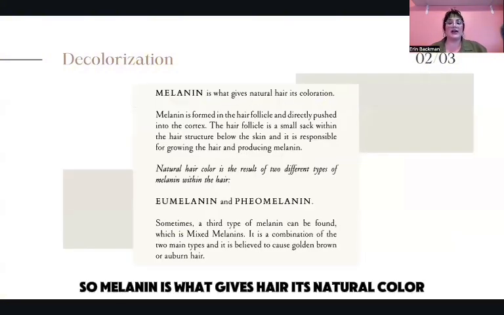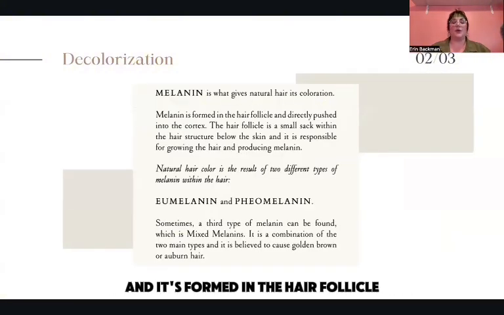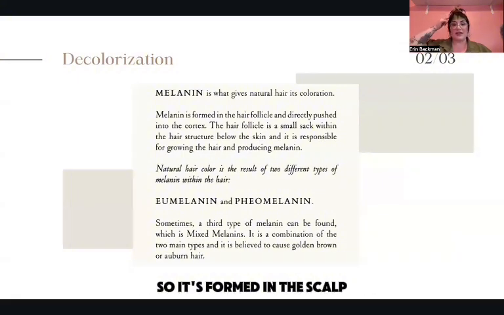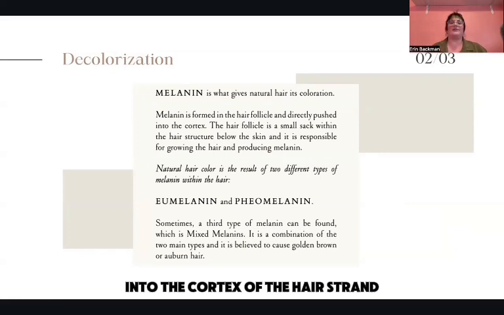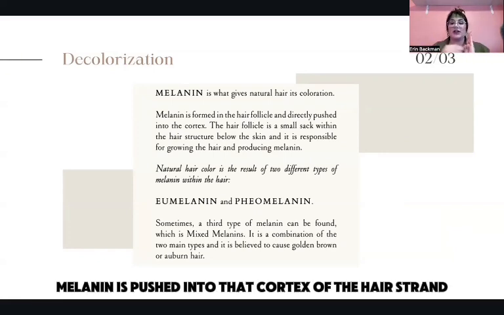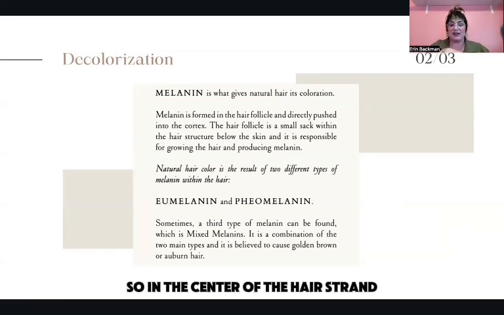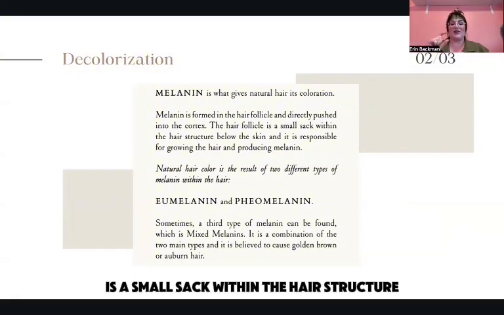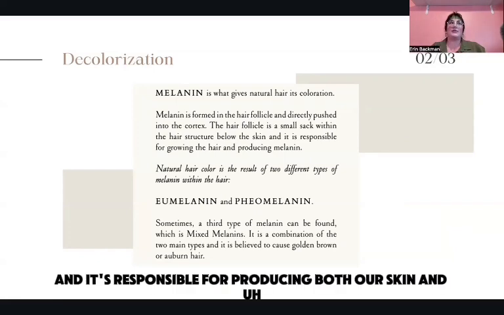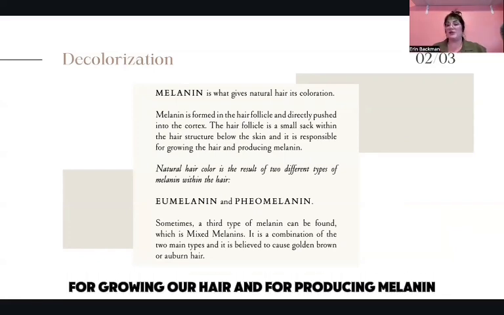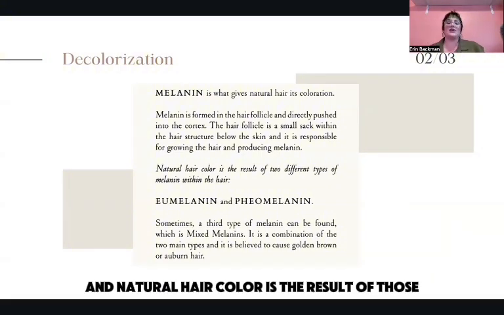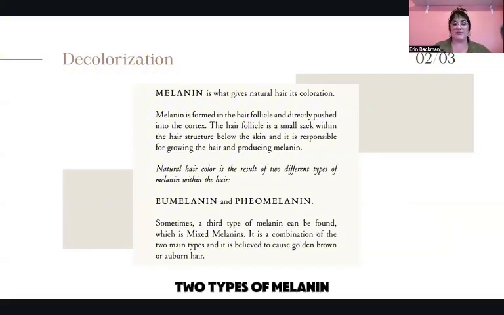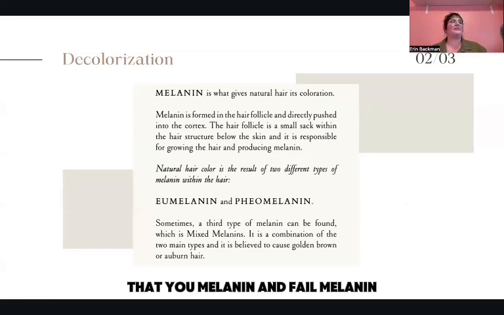So melanin is what gives hair its natural color, and it's formed in the hair follicle. So it's formed in the scalp, and it's directly pushed into the cortex of the hair strand, so in the center of the hair strand. And the hair follicle is a small sac within the hair structure that's below the skin, and it's responsible for producing our skin, for growing our hair, and for producing melanin. And natural hair color is the result of those two types of melanin, eumelanin and pheomelanin.